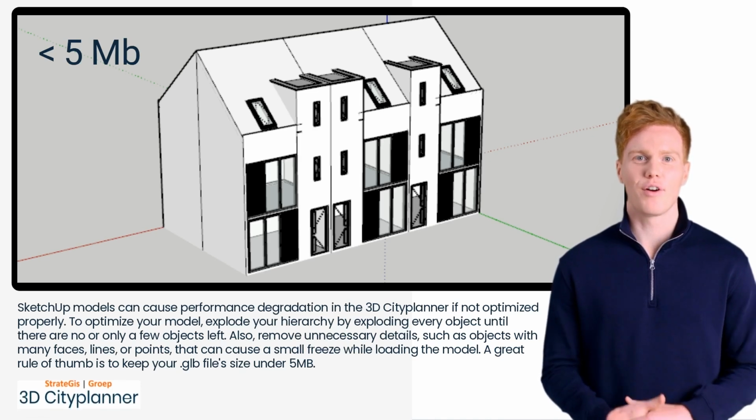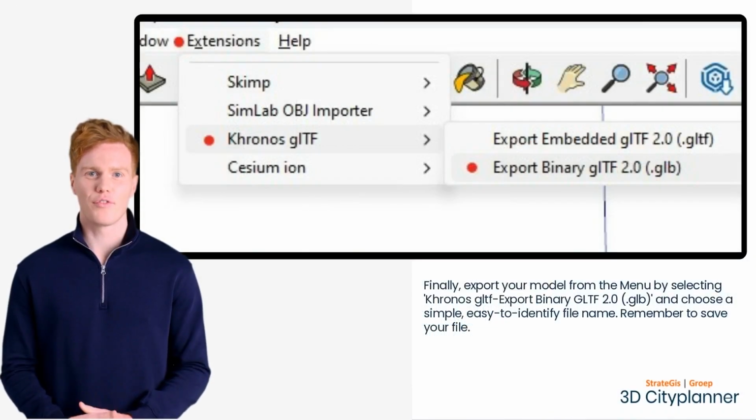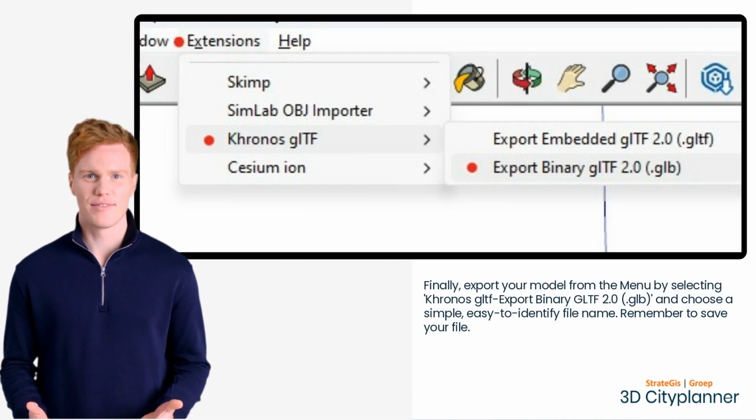Sketchup models can cause performance degradation in the 3D Cityplanner if not optimized properly. To optimize your model, explode your hierarchy by exploding every object until there are no or only a few objects left. Also, remove unnecessary details such as objects with many faces, lines, or points that can cause a small freeze while loading the model. A great rule of thumb is to keep your GLB file size under 5 MB. Finally, export your model from the menu by selecting Chrono's glTF export, binary glTF 2.0 GLB, and choose a simple, easy-to-identify file name. Remember to save your file.